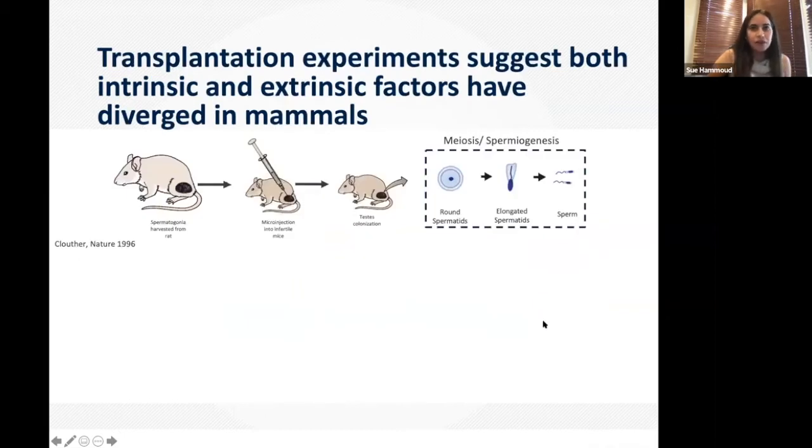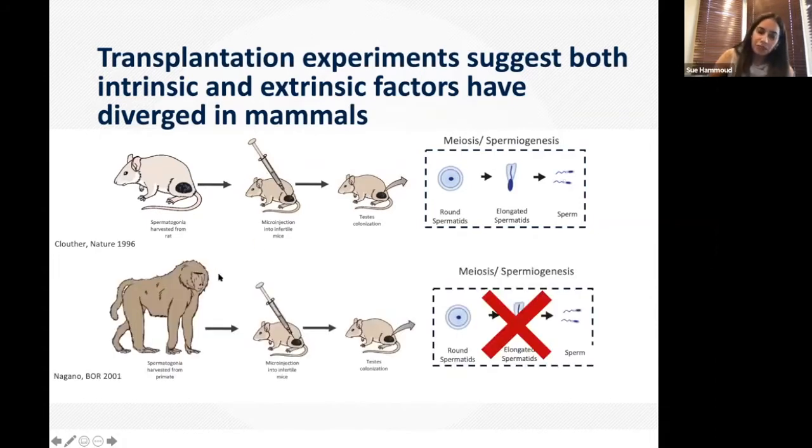What we also know is that both intrinsic and extrinsic factors governing this differentiation process have varied across evolutionary time. What really shed light on this were cross-species transplantation experiments, in which spermatogonial stem cells were isolated from the rat testes and transplanted into the mouse testes. What was really surprising at the time is that although you're bringing rat spermatogonia into mouse, they could complete spermatogenesis and make mature sperm, and these sperm are fertile.